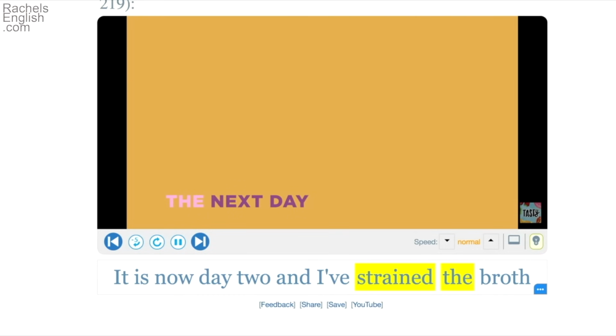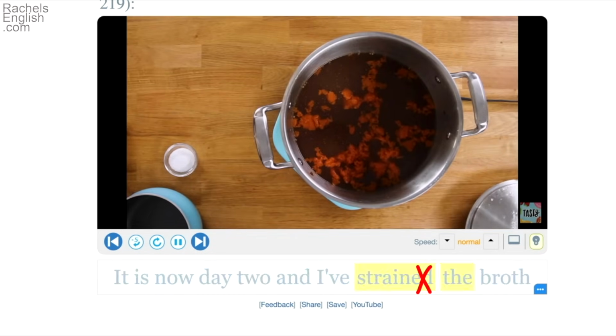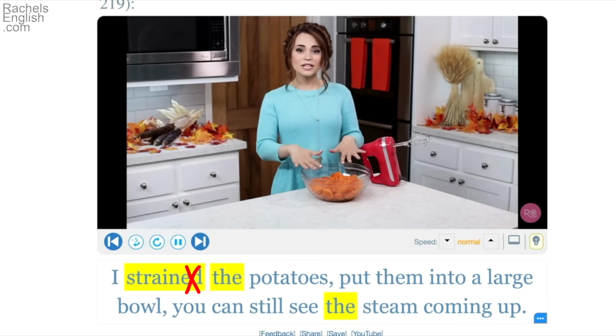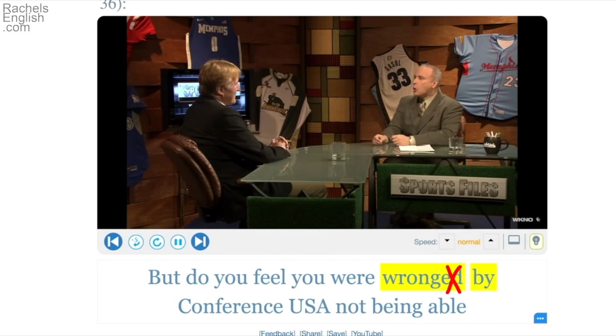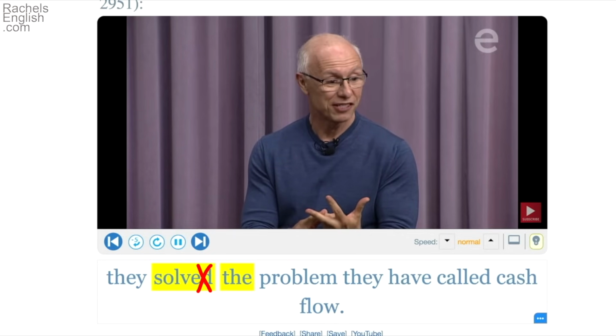It is now day 2, and I've strained the broth. I strained the potatoes. Do you feel you were wronged by Conference USA not being able to host in your final year? They solved the problem they have called cash flow.